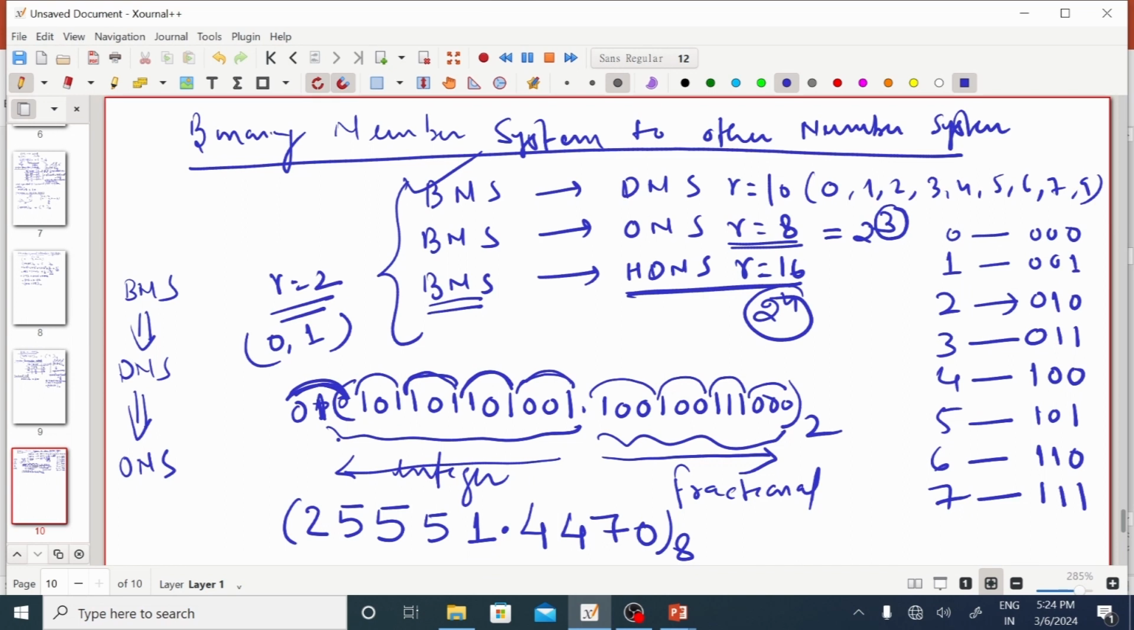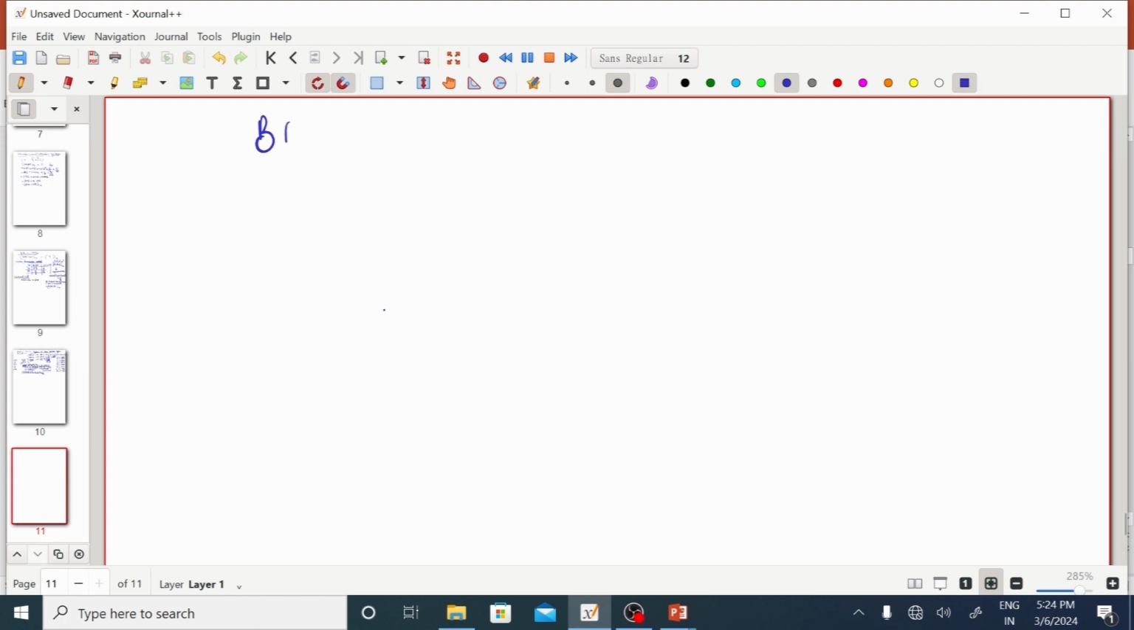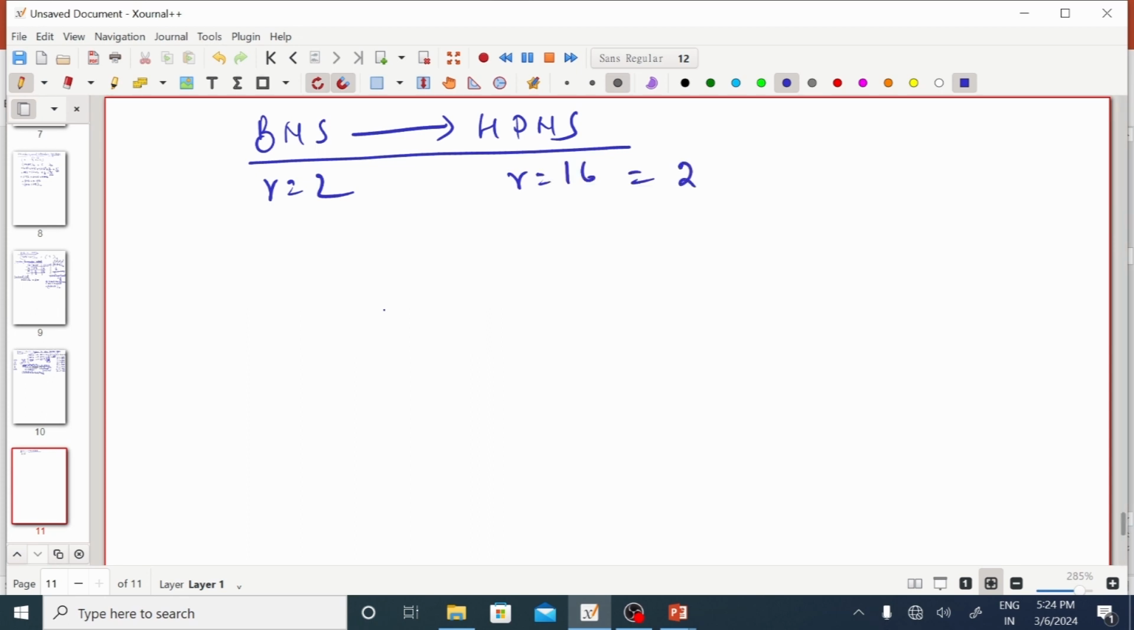Let us take some example and discuss it. Simply here, binary number system to hexadecimal number system, direct conversion. Here the binary number system base is what? 2. The hexadecimal number base is what? R is equal to 16, that is written as binary base power of 4. So simply we make a group of 4 binary bits, and let us discuss it through an example.